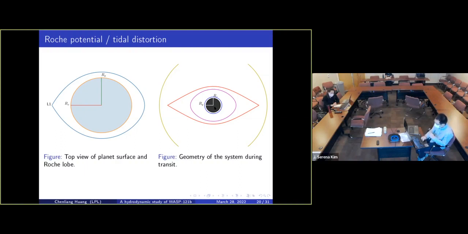Now we try to include the tidal effect, and we also correct for this effect. It turns out just a little bit of difference in radius makes a very large impact on the result. Then we include this tidal potential, but because we only have a one-dimensional model, we just model the substellar direction.